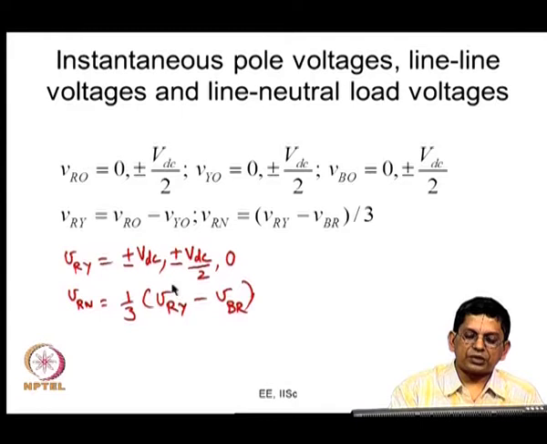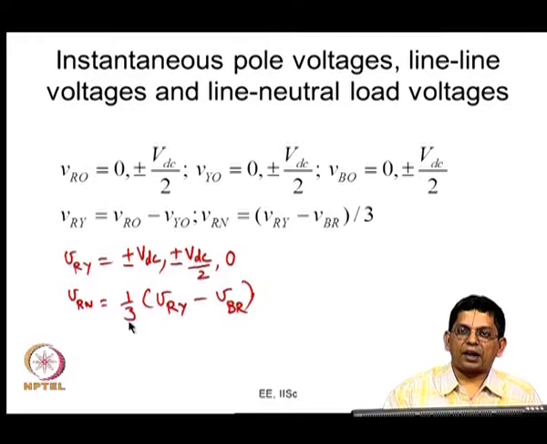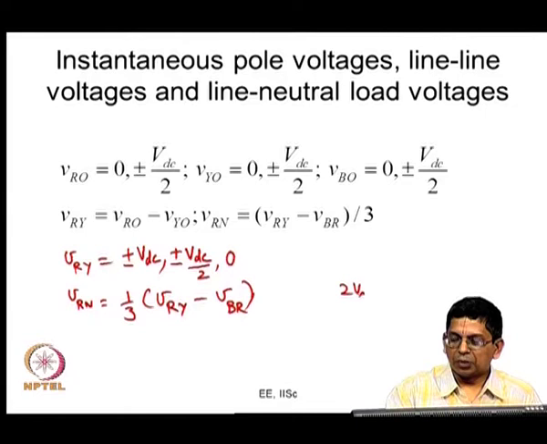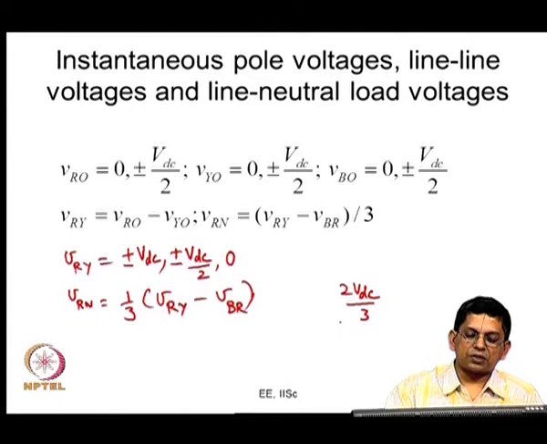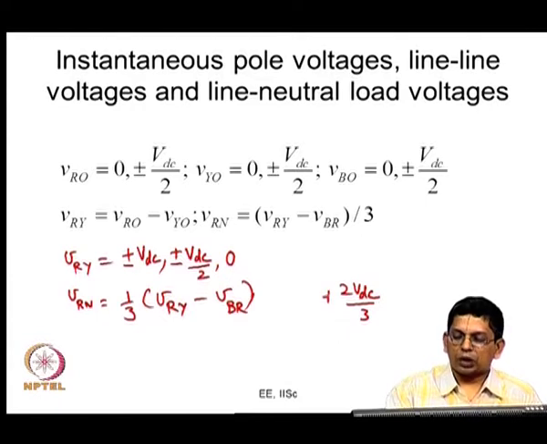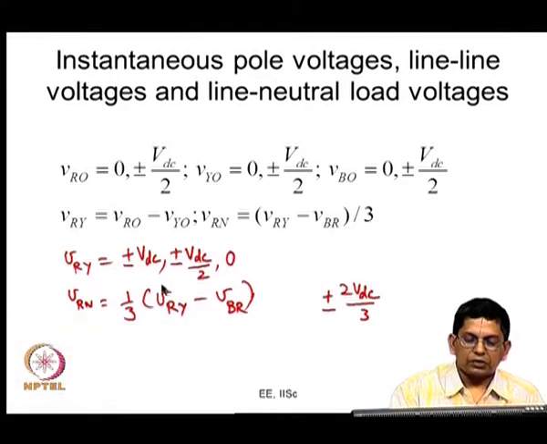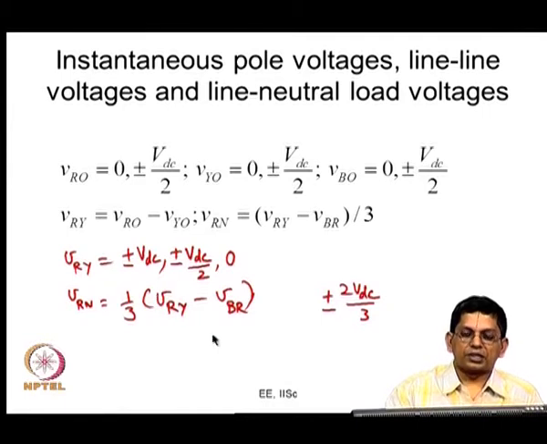Let us say VRY is equal to plus VDC and VBR is equal to minus VDC. In that case you will have 2 VDC by 3, which is similar to what we had in a 2 level inverter. So, one possible value is 2 VDC by 3 as in the case of a 2 level inverter. Again, it can be plus or minus: if VRY is minus VDC and VBR is plus VDC, you can have plus or minus VDC by 3 as you had in a 2 level inverter. Now, let me say VRY is equal to plus VDC, whereas VBR is equal to minus VDC by 2.